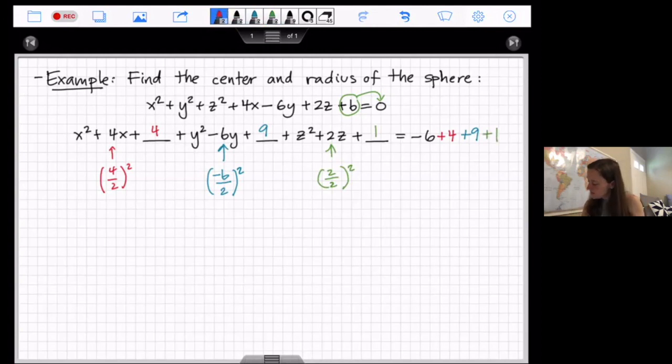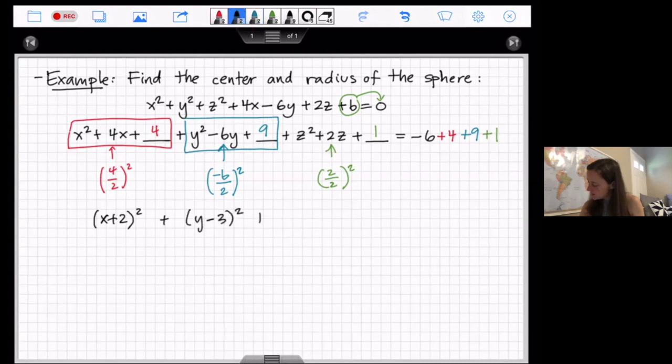All right, so I'm going to factor my x terms. That's going to give me x plus 2, x plus 2. And I'm going to factor my y terms. That's going to give me y minus 3 times y minus 3. And then factor my z terms. That's going to give me z plus 1 squared. And then over on the right, let's see, I've got -6. 14 minus 6 is 8.